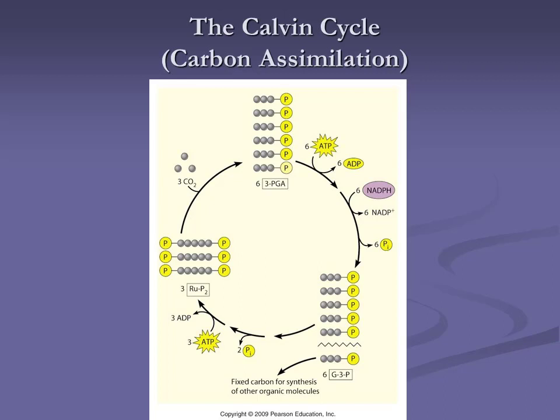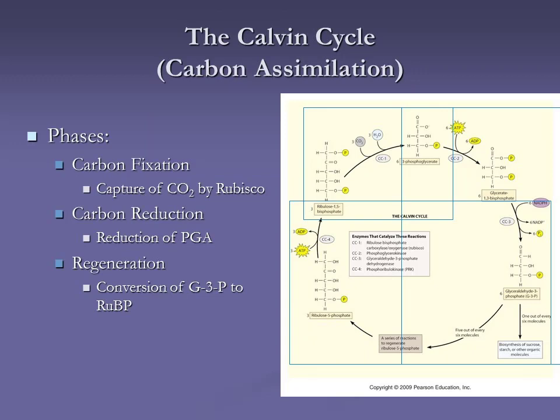So do you see the cyclical nature? We bring in 3 CO2s, we give off 3 that are assimilated together. So once again, we've got our phases, the carbon fixation, bringing in the CO2. This process we refer to as the reduction of the CO2 into PGA, and then the regeneration of Rubisco as we start the process again.